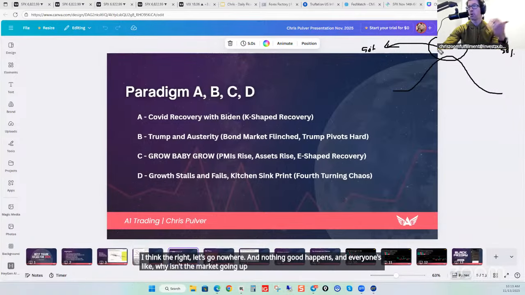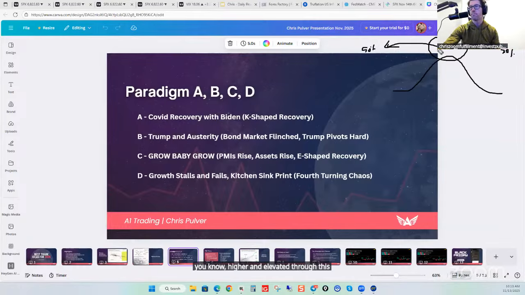This market still stays higher and elevated through this wall of worry, and that's trading.